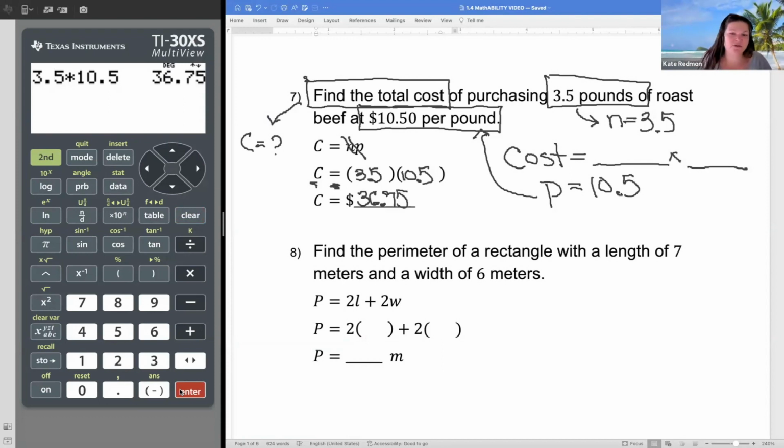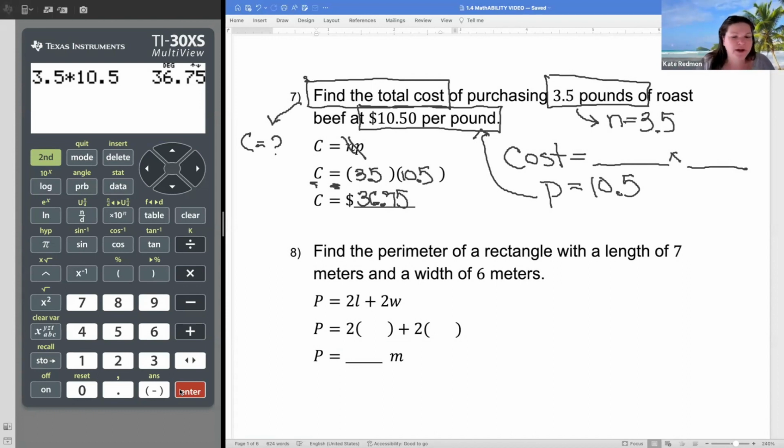This is $36.75. Now, technically, that says 36 and 75 hundredths of a dollar, but we never say hundredths of a dollar, do we? Because we know what happens when you take a dollar, you break it into 100 pieces, it's a cent. So we would say $36.75.